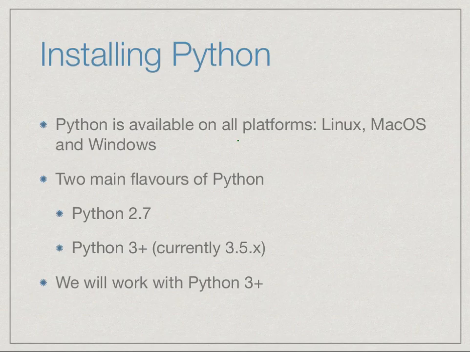Now, one of the small complications with Python is that there are two flavors or two versions of Python which are commonly found. There is an older version called Python 2.7 and a newer version called Python 3, and Python 3 is the one that is being actively developed. Python 2.7 is more or less a static version, and currently Python 3 has the version 3.5.2 or something like that. There's not much difference whether you're using 3.5 or 3.4, but there are differences between 2.7 and 3, and for the purpose of this course, we will work with Python 3.